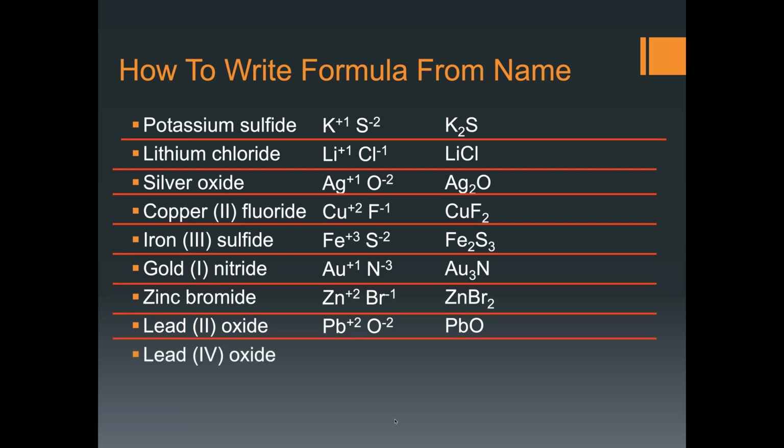Lead 4 oxide is telling us that we need to use the +4 variety of lead. And you can drop and swap, but you have to remember to simplify. Pb2O4 simplifies to PbO2.